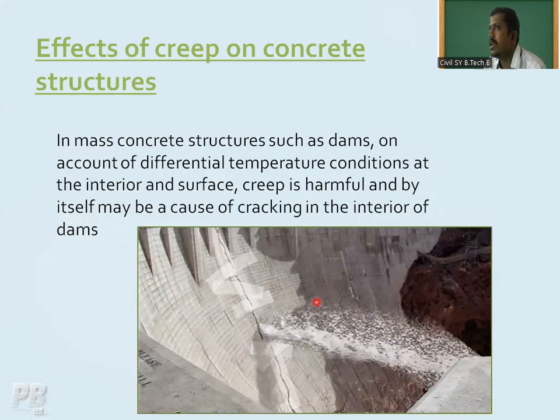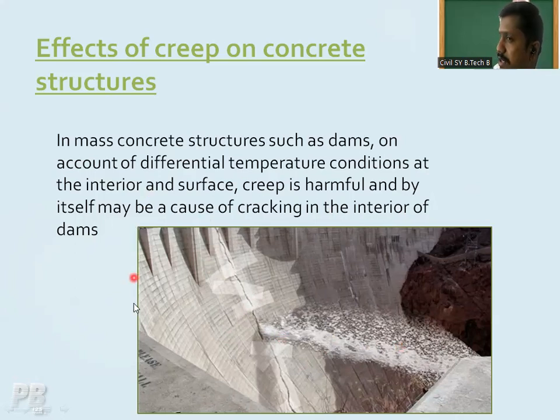See this concrete dam. In mass concrete structures such as dams, on account of differential temperature conditions at the interior and exterior surface, the creep is harmful and by itself it may cause cracking in the interior of the dam. See, this is the crack which has developed in the concrete body, and through this crack the water flows out. Why has it happened?